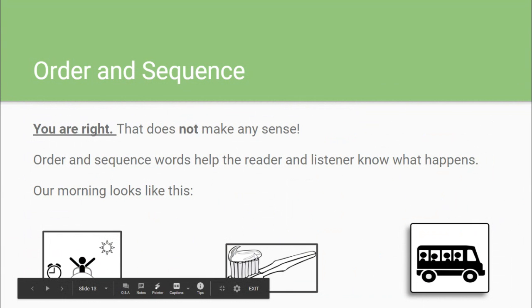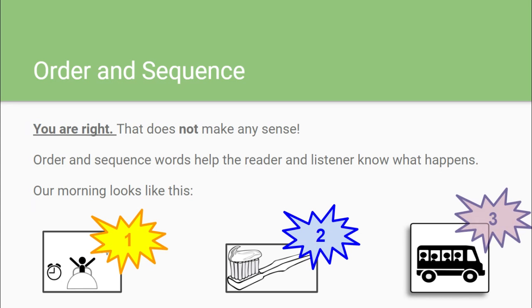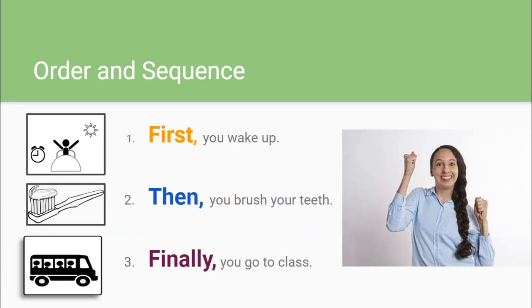First, next, finally. So it's important to understand what these words mean. First, you wake up, then you brush your teeth, finally, you go to class. This is a correct order and sequence of events.